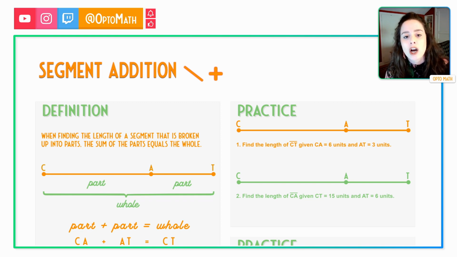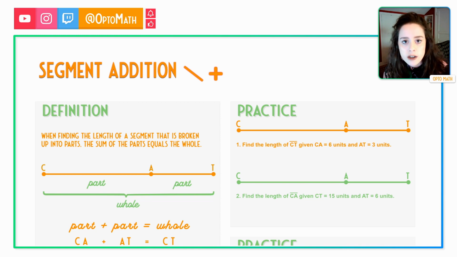Let's take a look at our segment CT. It has a point in between the endpoints of the original segment, which is CT. When you put a point on a segment, it automatically will make it into sections. Notice we have one point, which is A. And how many sections do we just section it into? Two sections or two parts.